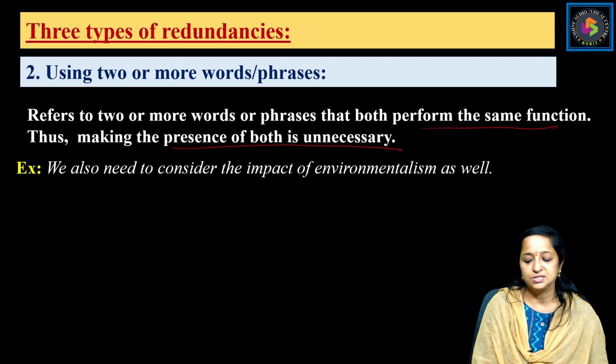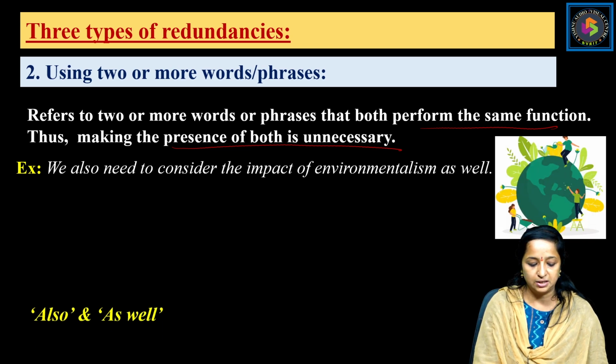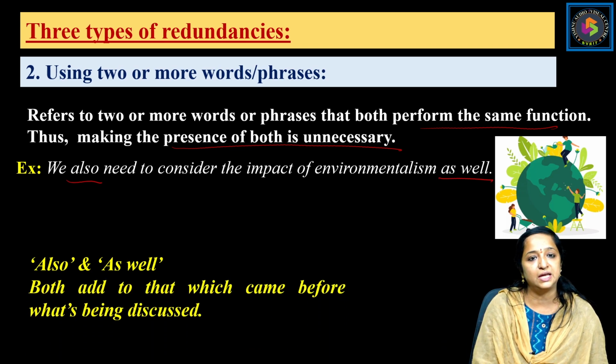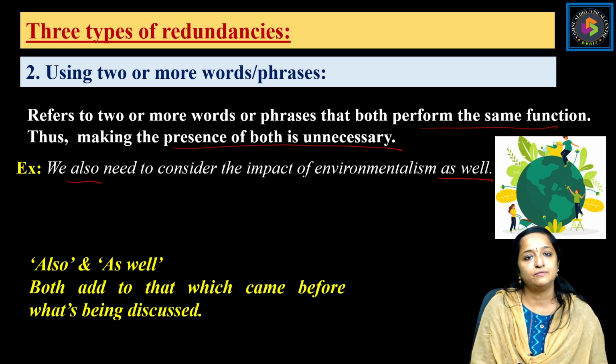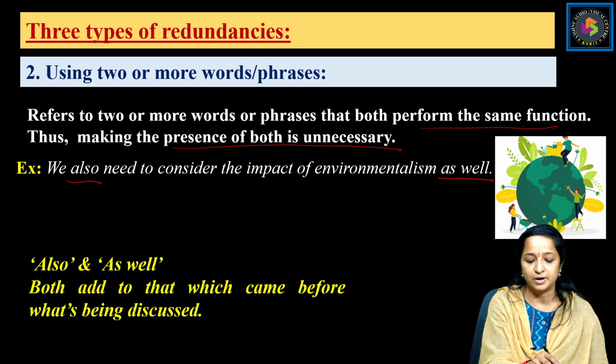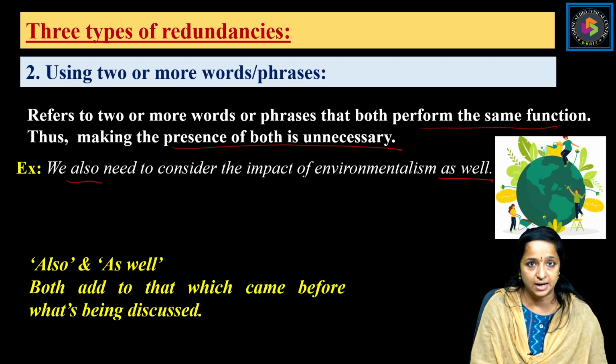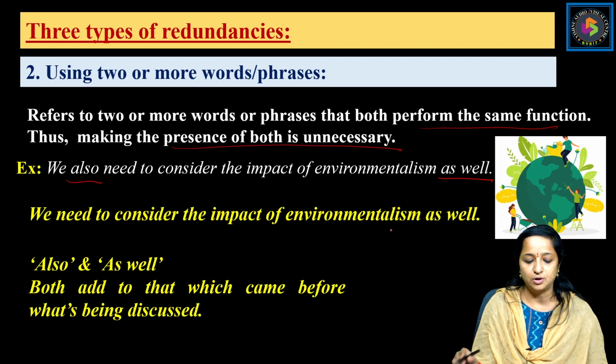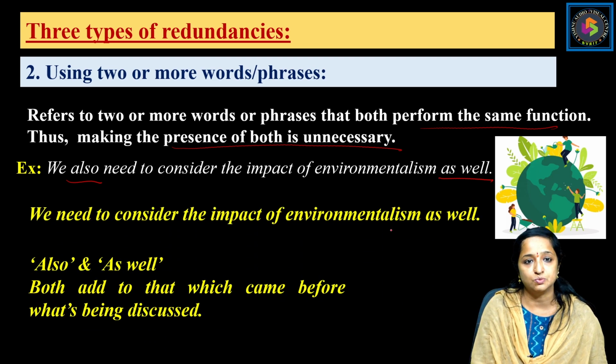We also need to consider the impact of environmentalism as well. So here we can see in the sentence that "also" and "as well" perform the same function, that is, they both add to that which came before, what's being discussed. So instead of writing these two, that is "also" and "as well", we can write, we need to consider the impact of environmentalism as well.